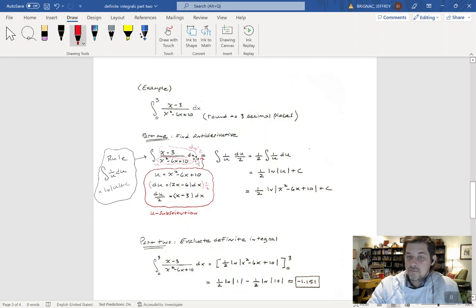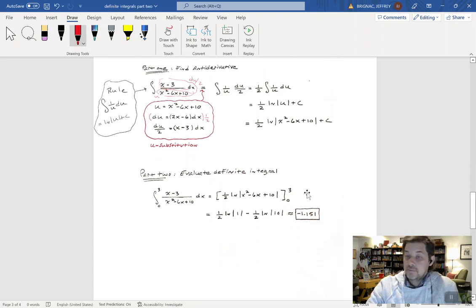So I do that right in this step, and I get 1 over u, and x minus 3 dx, which you see there is du over 2. The over 2 is a factor of 1 over 2, which I factor out. The antiderivative of 1 over u du is natural log absolute value of u plus c. Putting u back in terms of x, u is x squared minus 6x plus 10. So there's my antiderivative.